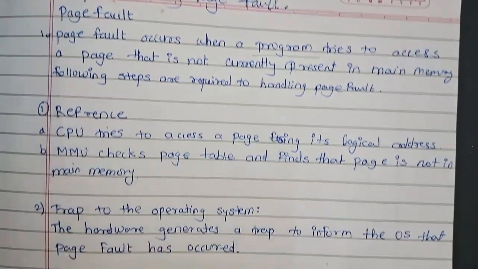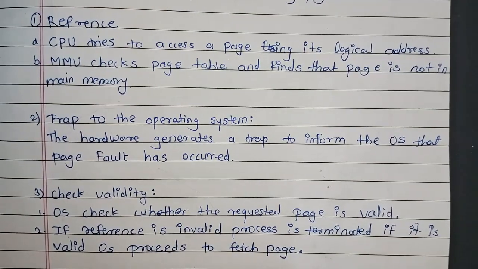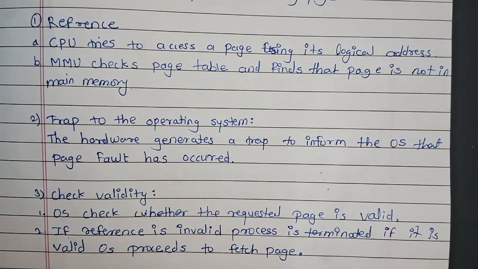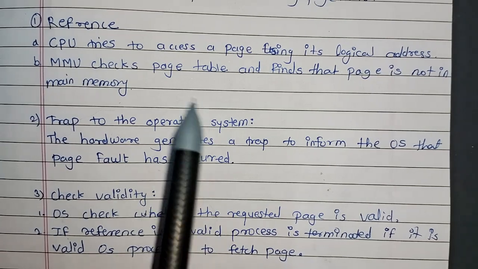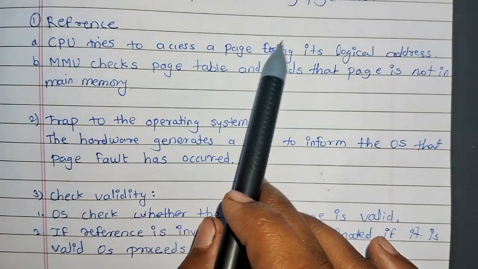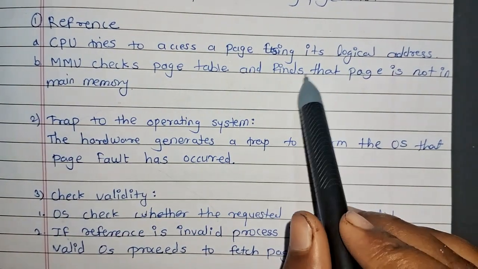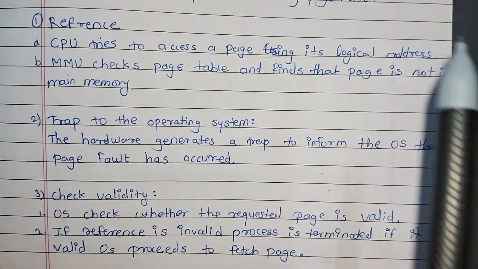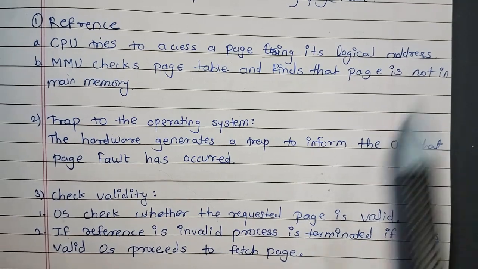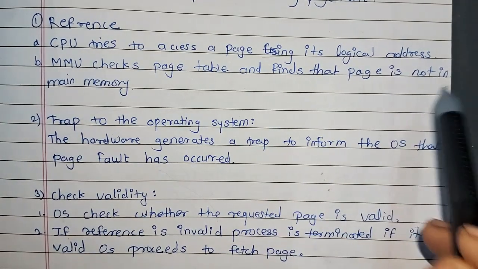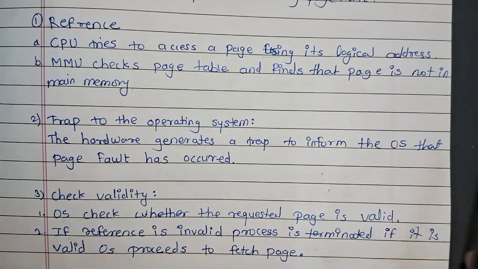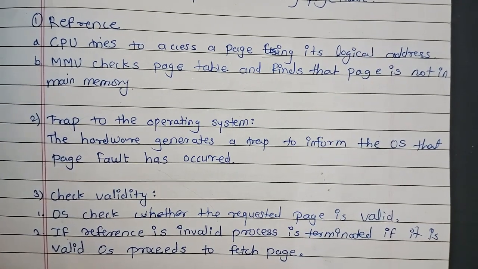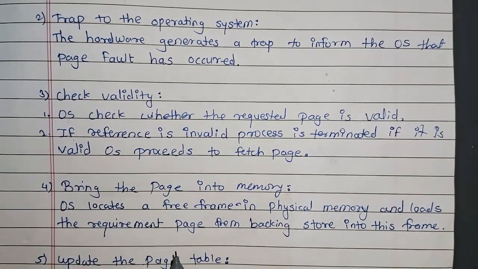ओके, सो लेट्स सी। फर्स्ट वन इज रेफरेंस। ओके, रेफरेंस में क्या होता है? CPU tries to access a page using its logical address and MMU (memory management unit) checks the page table and finds that the page is not in main memory. Okay, second is trap the OS.